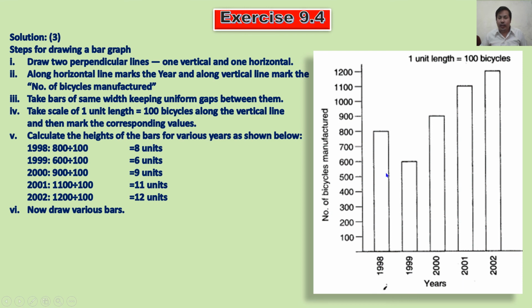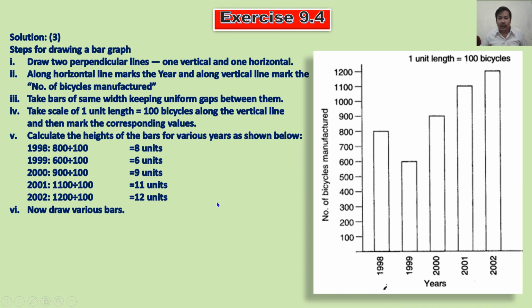Then we take bars of the same width and start representing. So just make one bar here. First for 1998, and how many units are there? 8 units are there. 8 units means the height should be up to 8 units: 1, 2, 3, 4, 5, 6, 7, 8. So here the height will be for this first bar.